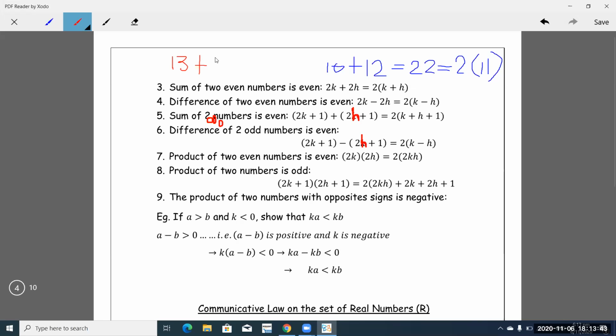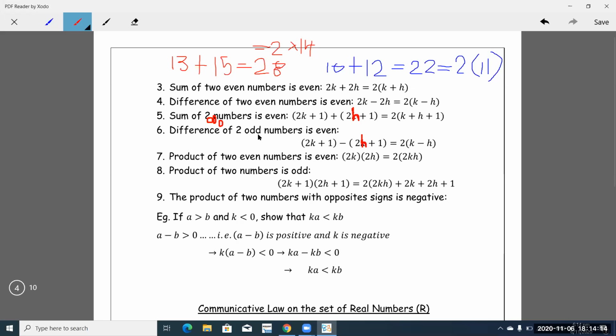15. All right? So we add it and we're going to get 28. Now 13 plus 15, as we can clearly see, is just 28. Now 28 is even, that's just 2 times 14. 28 is just 2 times 14. And so what we can then conclude is that the sum of two odd numbers is even.